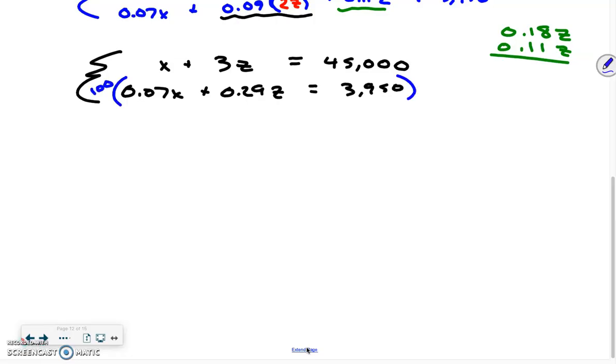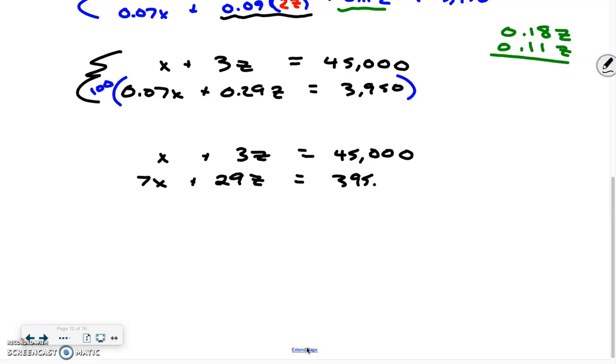Could I just multiply this bottom equation through by 100? Say top equation is x plus 3z equals 45,000 still. But now my bottom equation is 7x plus 29z equals 395,000. Now, again, totally optional step. But some of us are going to feel much better looking at this as compared to what we were looking at with all the decimals. Again, your call. Now we're going to multiply the top equation through by a -7 to set this up.